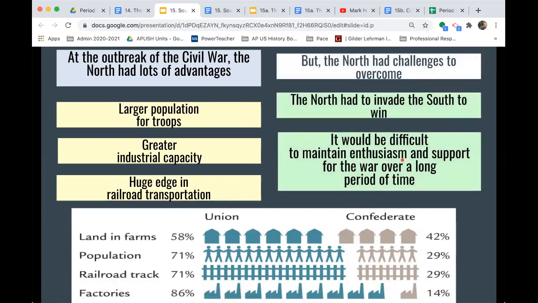But there are some challenges to overcome. One, the North has to invade the South to win.